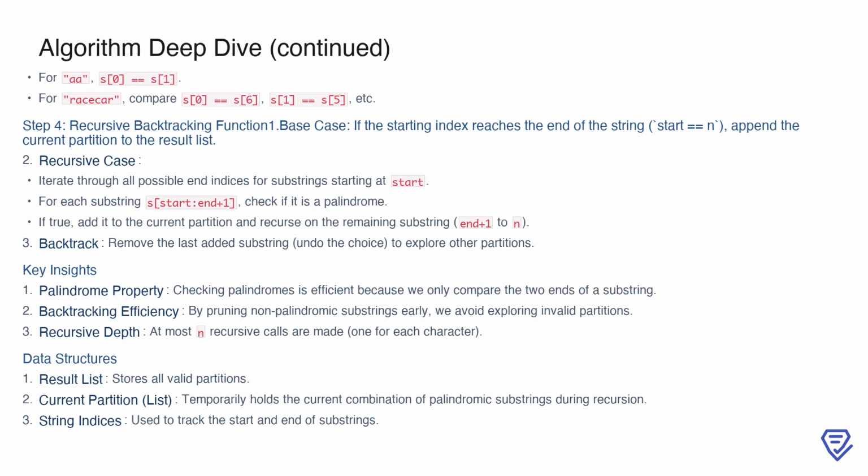For the recursive case, we iterate through all possible end indices of substrings starting from the current position. When we find a palindrome, we add it to the current partition and recursively process the remaining portion of the string. After exploring one path, we backtrack by removing the last added substring, allowing us to test alternative partitions. This approach is both systematic and efficient, as we skip over invalid substrings that are not palindromes. By pruning these paths early, we significantly reduce the number of recursive calls. The recursive depth is capped at the length of the string, and we maintain auxiliary data structures like a result list to store all valid partitions and a temporary list to track the current partition during recursion.